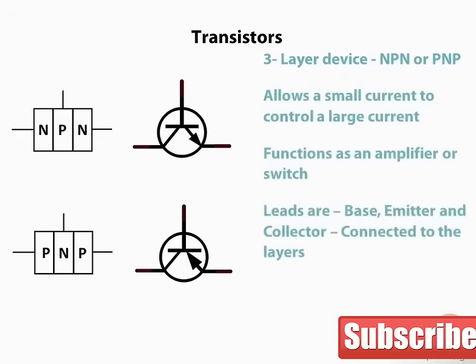The leads of the transistor are identified as the base, the collector, and the emitter, or EBC. The emitter is always the one with the arrow either pointing in or out. The base always connects to the middle layer of the 3-layer sandwich of the transistor, and the collector is the remaining lead. A very small current at the base of the transistor will allow a much larger current to flow through the emitter-collector path.